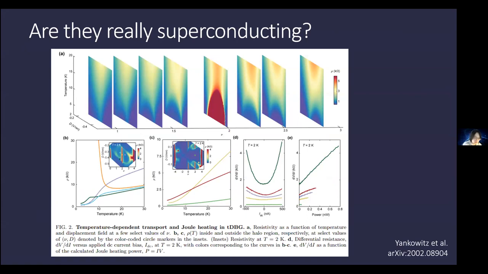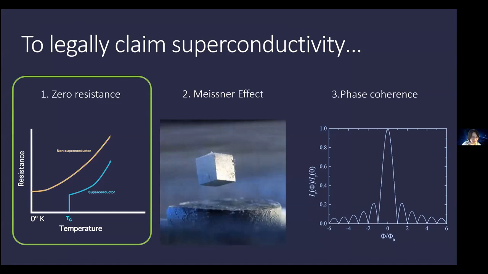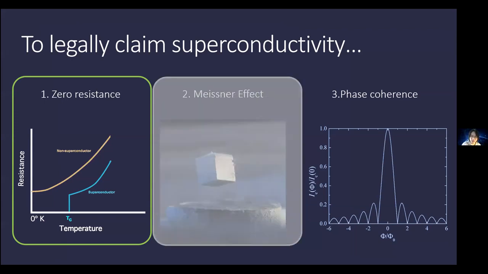So one question, which was also asked by one of the audience yesterday during Andrea's talk, is: how do we know that the superconductivity in twisted bilayer graphene is authentic? People tell me just having zero resistance is not sufficient to show something is a superconductor. Indeed, typically, to legitimately claim a superconductor, you need at least 2 of these 3 criteria. Of course, one is zero resistance, and we already have that. Another is the Meissner effect, the expulsion of the magnetic field from a superconductor. And another one is phase coherence.